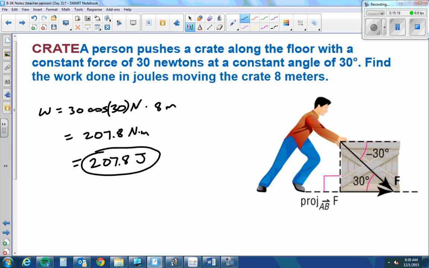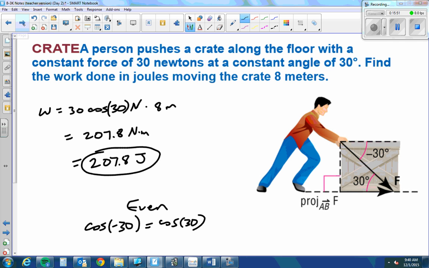And you should get 207.8 joules. And by the way, I used the 30. If I'd used the negative 30 instead, would that have changed the answer? No, because cosine of negative 30 and cosine of 30 are the same. Because why? What do we call functions like that? Yeah, cosine is an even function. And so in this case, it wouldn't have mattered which one you used.